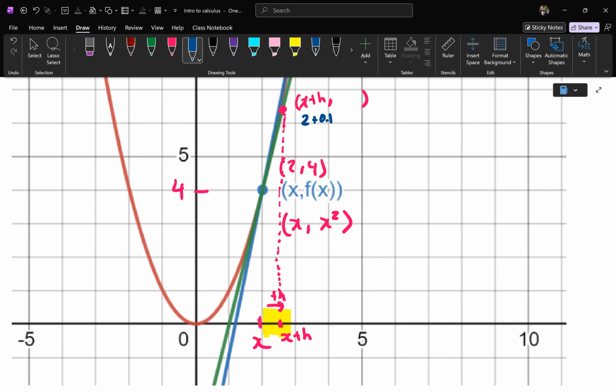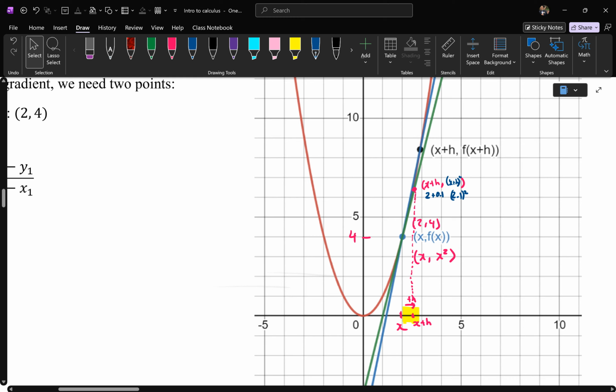So how do you find the y value? You would sub 2.1 back into the equation. So you would say it'll be 2.1 squared, true, because the function is x squared. So instead of 2 plus 0.1, we're now going to write it as x plus h, squared. Have I lost you there?